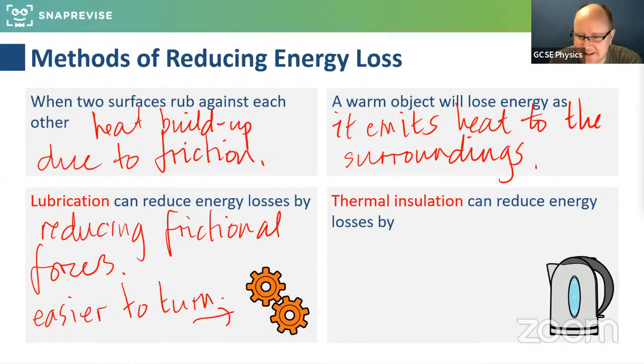So how does thermal insulation help? Thermal insulation can reduce energy losses by doing what to reduce this emission of heat to the surroundings? What kinds of things does thermal insulation do to minimize that unwanted transfer?